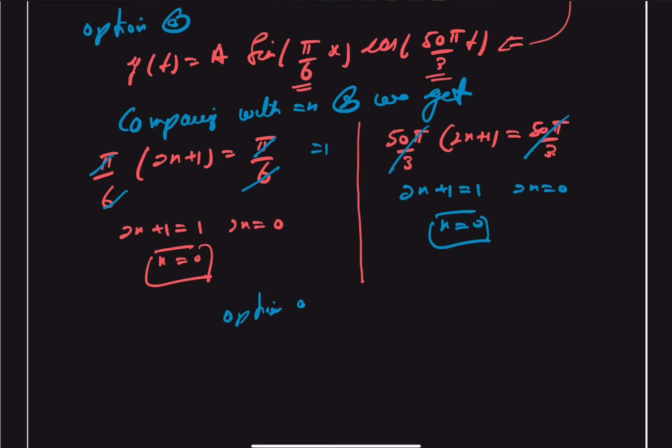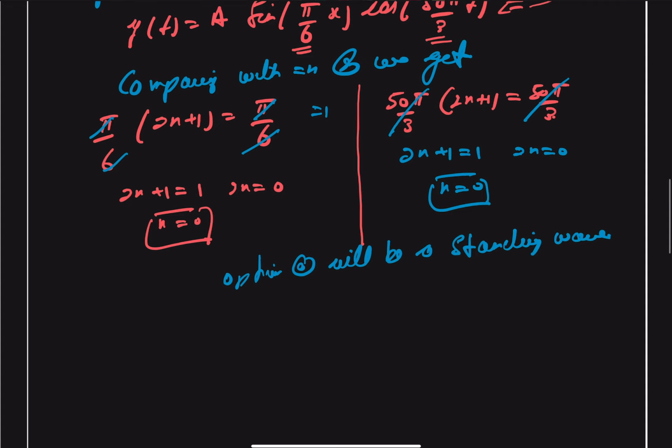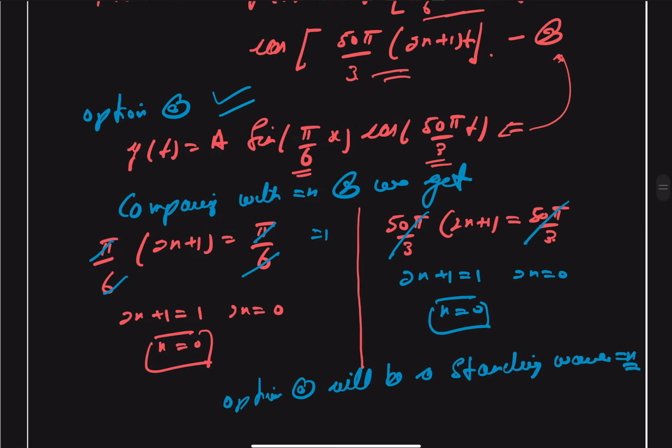and therefore option A is the correct option, or we can say option A will be a standing wave equation. Option A will be a standing wave equation. So this is our correct option.